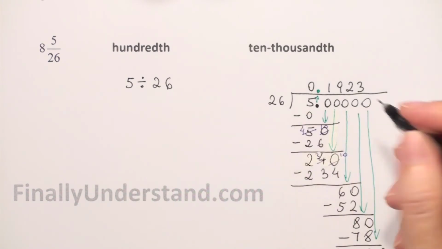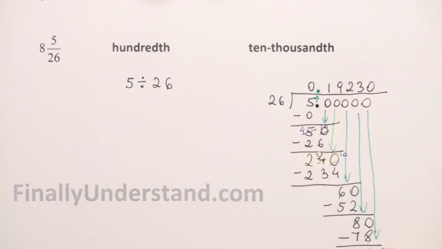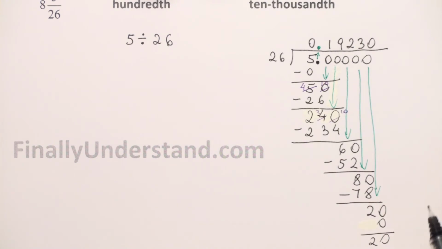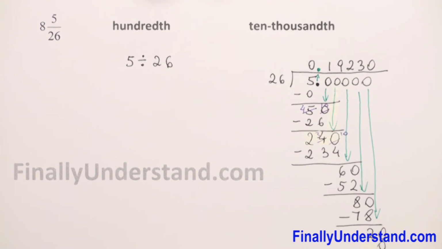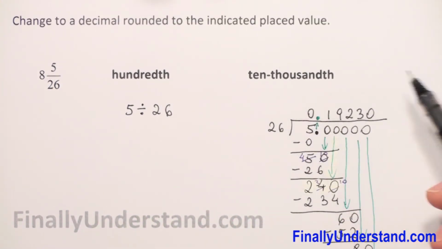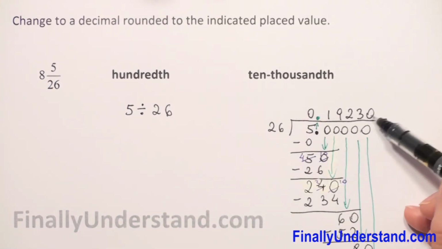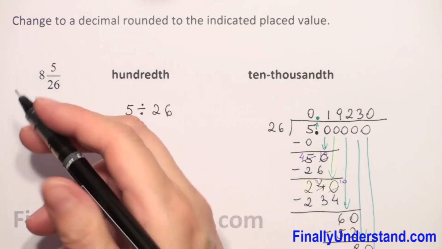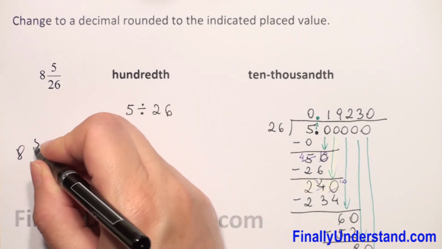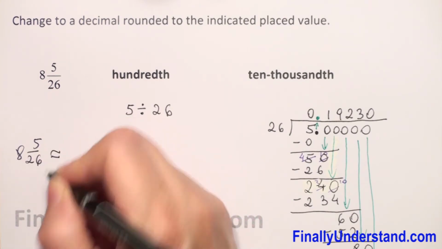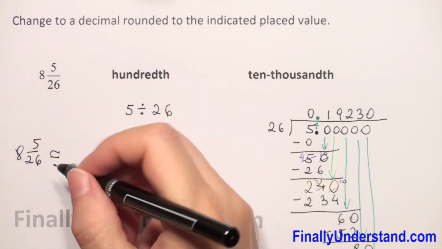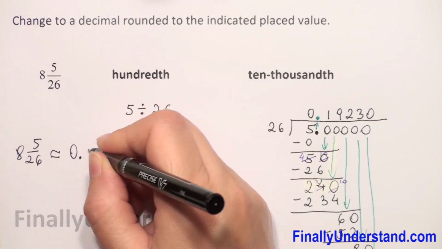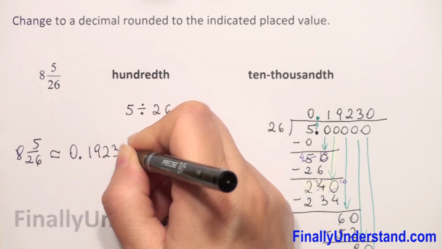So it will be 20 divided by 26. It's 0. 0 times 26 is 0. So we have 20. We don't have to do any more long division because it's enough when we have 5 digits after the decimal point. So let's rewrite our mixed number. 8 and 5 over 26 is approximately equal, because we didn't finish long division, to 8, decimal point 1, 9, 2, 3, 0.